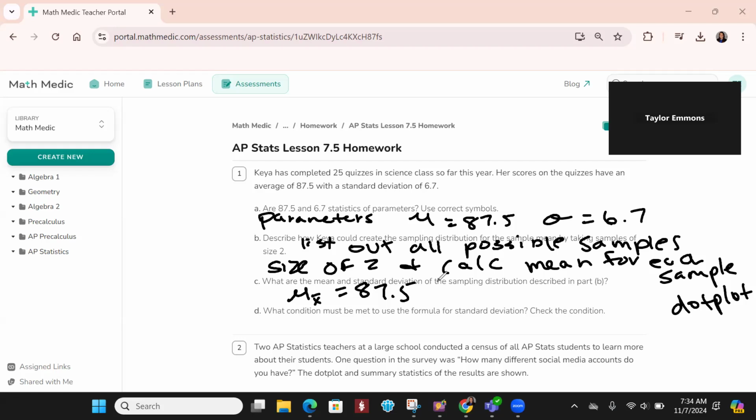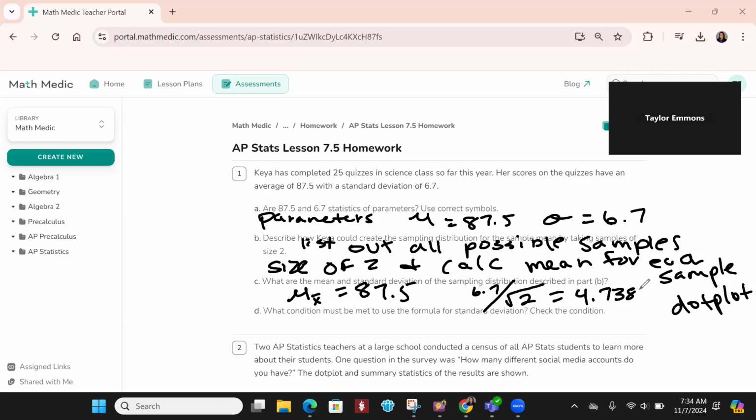So the equation for standard deviation is going to be the population standard deviation over the square root of the sample size. Okay, so 6.7 divided by the square root of what? Okay. And that's going to give us 4.738 or 4.74, whatever you want to put there.